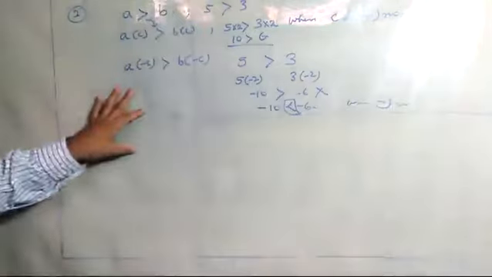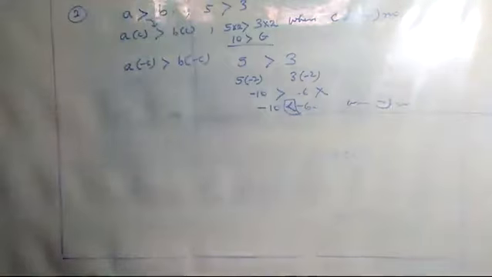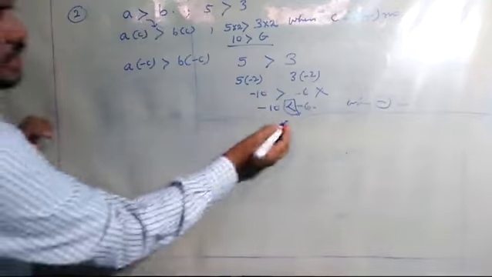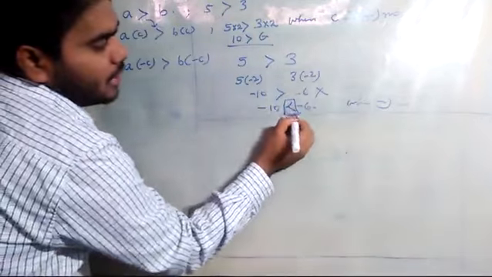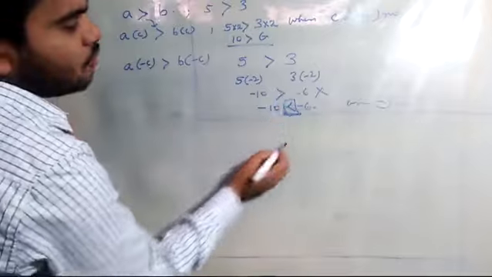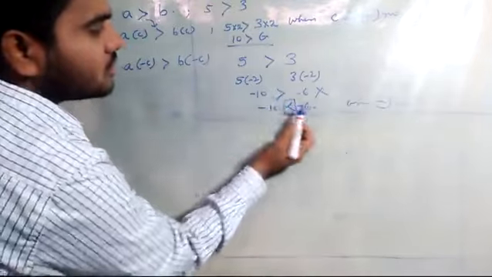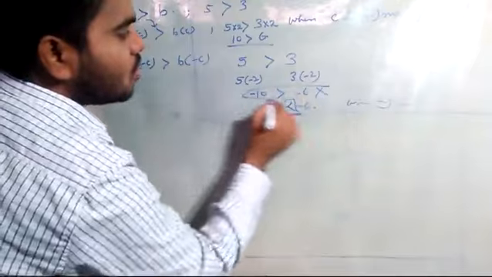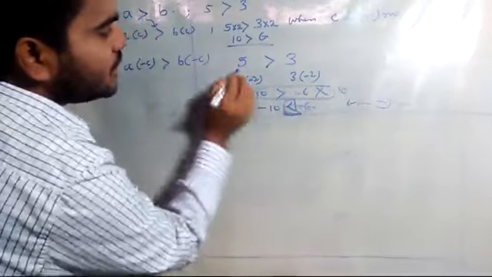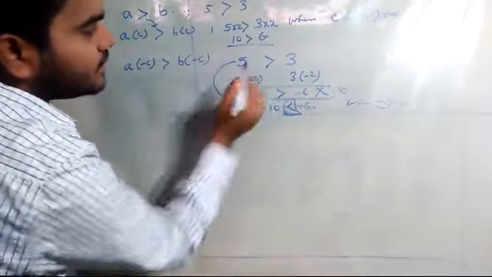So this is the law: when we multiply the same positive number on either side, the sign of inequality will not change. But when we multiply by a negative number, the sign of inequality will change, which you must observe carefully. You must see here what has happened. So here it is 5 greater than 3.